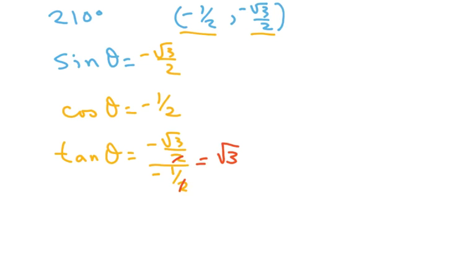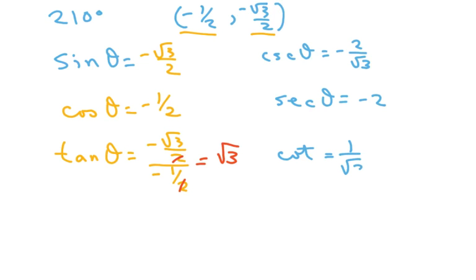You're going to notice that tan and cotan are positive in quadrant 1 and 3. Now for the reciprocal, you just have to do a little extra work. Cosecant of theta is -2 over square root of 3. And secant of theta is just going to be -2. And cotan is just going to be these flipped, or you could just flip this, 1 over square root of 3, which we already know is square root of 3 over 3.